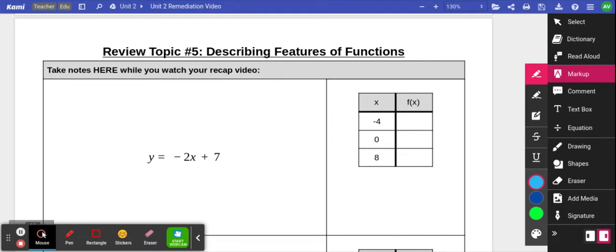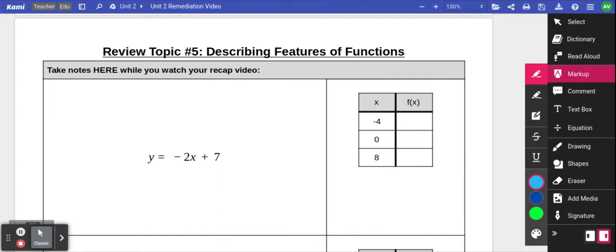Hi everybody, so in today's video, this is going to be the review topic number 5 for Unit 2, which is all about describing features of functions. So the big idea for today is that we can actually tell some of what is going on with a function, some features of the function, by just looking at the equation.